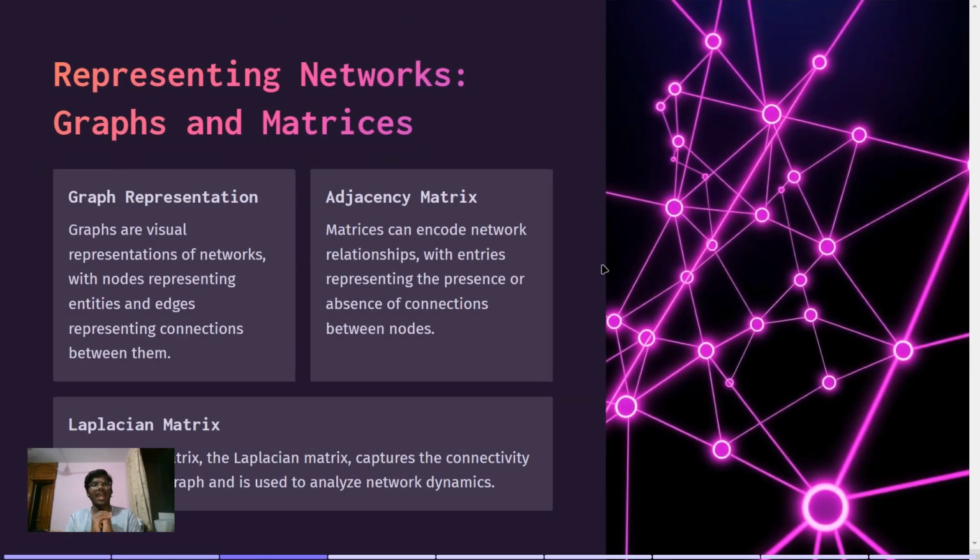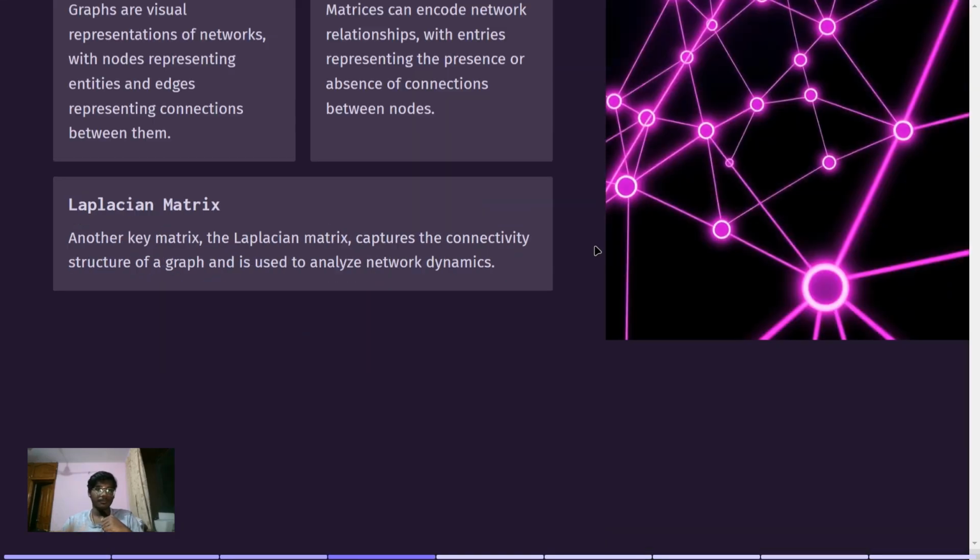Representing networks: graphs and matrices. Graphs are visual representations of networks, with nodes representing entities and edges representing connections between them. The adjacency matrix encodes network relationships, with entries representing the presence or absence of a connection between nodes. And the Laplacian matrix is another key structure used to analyze network dynamics. So let's move on to the next slide.